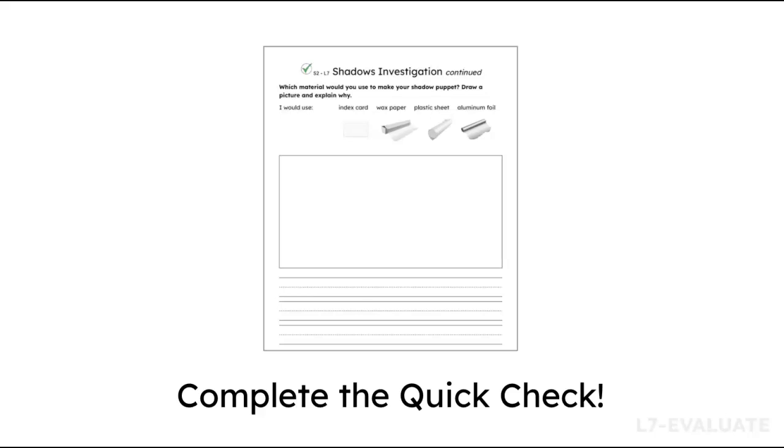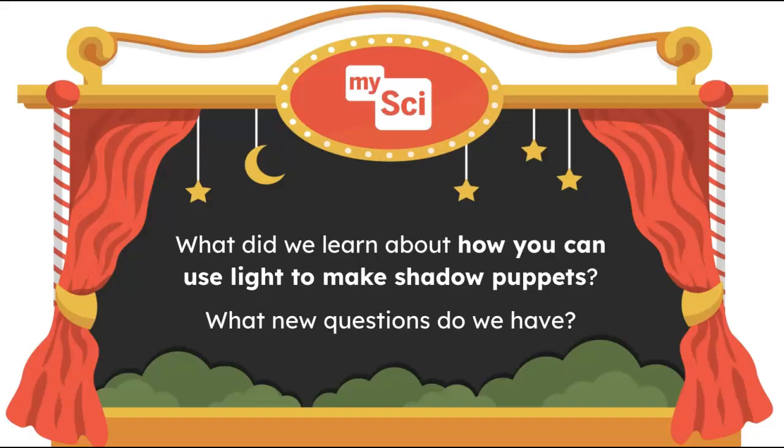For the Evaluate, you'll have students answer the final question on the Shadows Investigation student journal page. To support student sense-making across the unit, you'll orient them back to the driving question board. You'll ask students, what did we learn about how you can use light to make shadow puppets? And what new questions do we have?